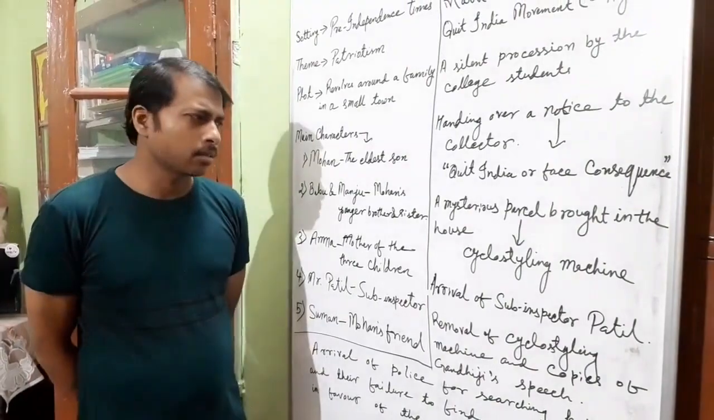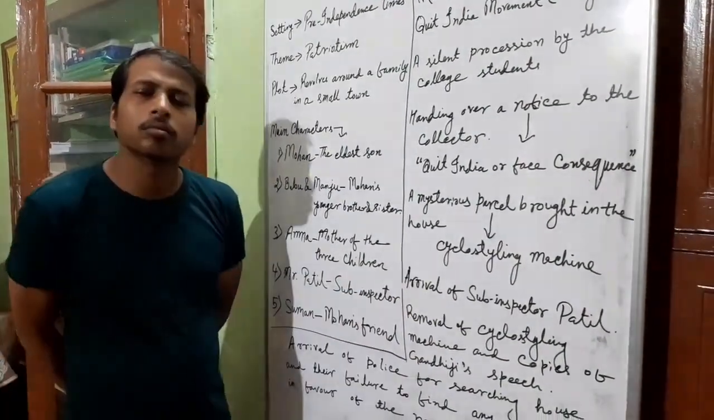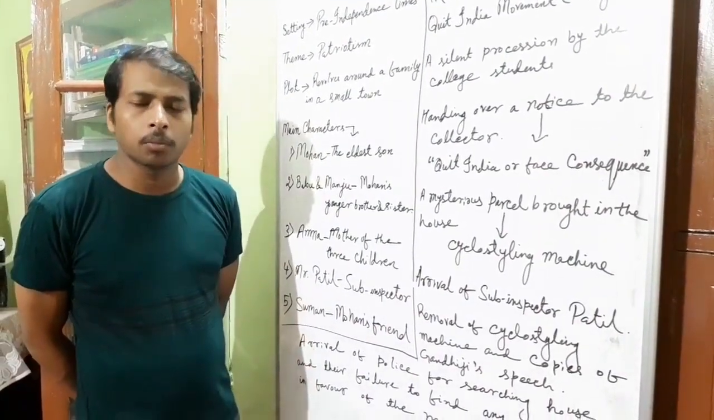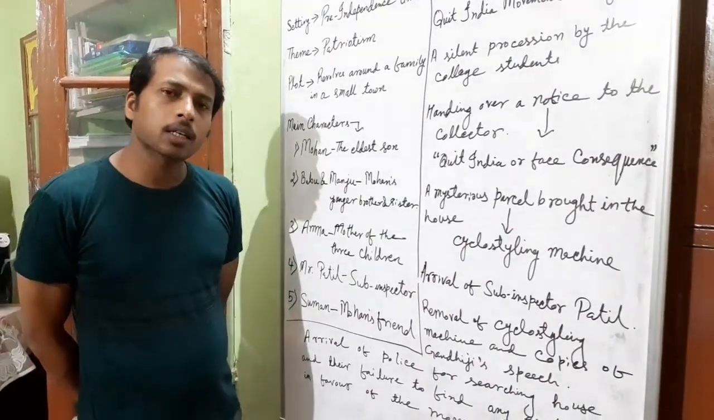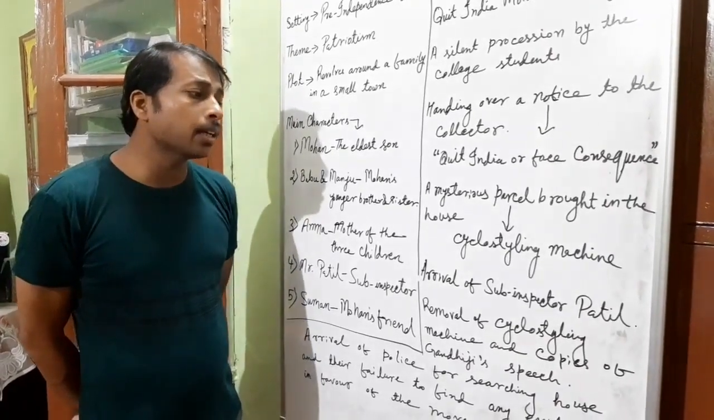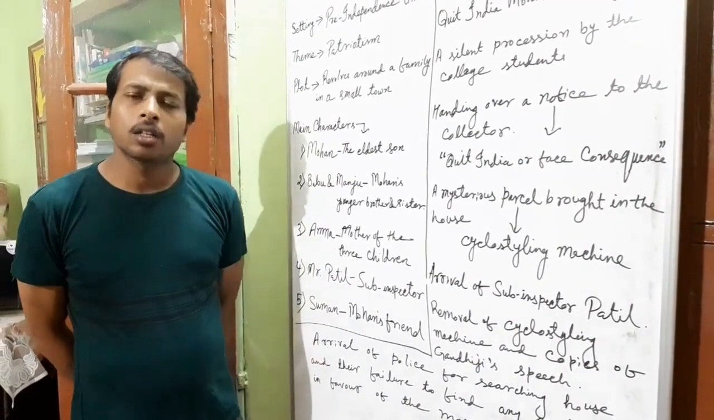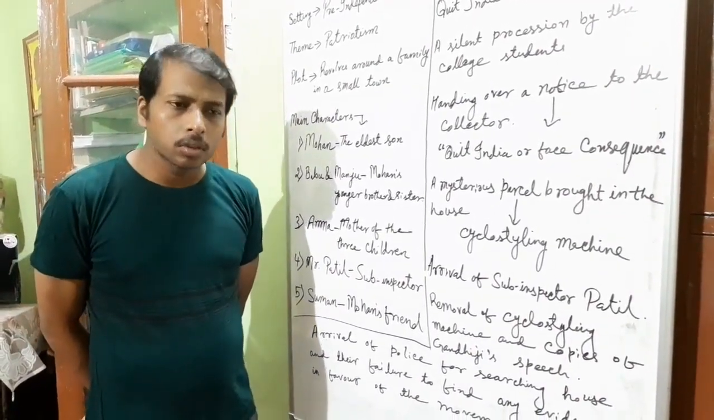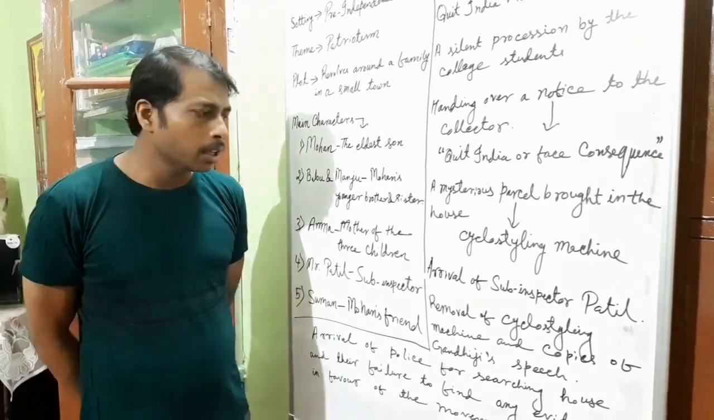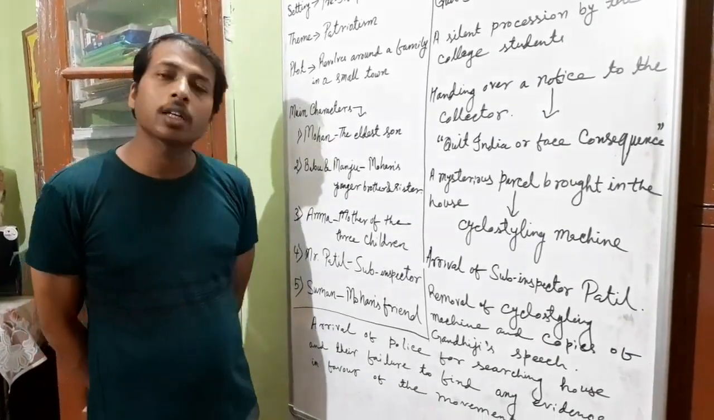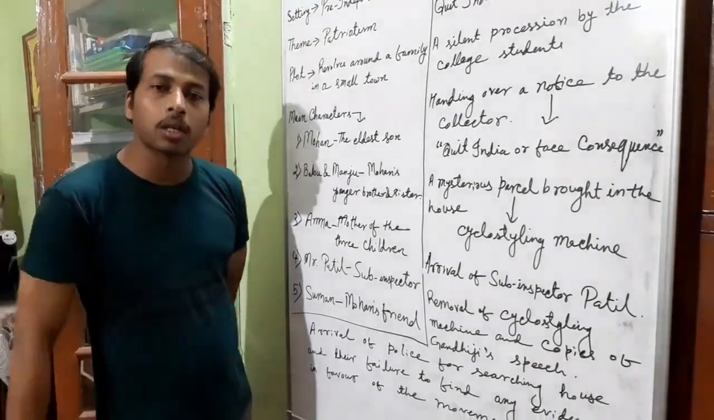Now, amidst this, a mysterious parcel is brought to the house of Mohan. This parcel contained a cyclo-styling machine. A cyclo-styling machine is used to make copies of any document. It was brought into their house by one of Mohan's friends, Suman.